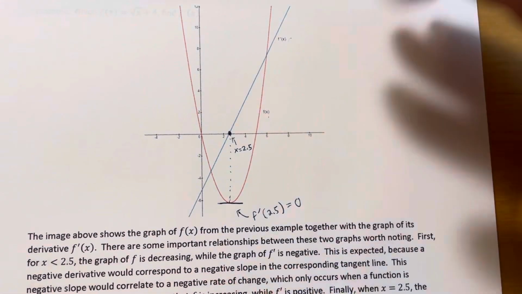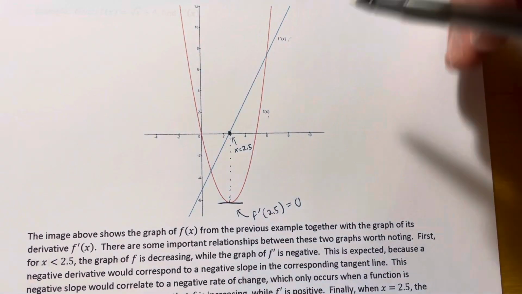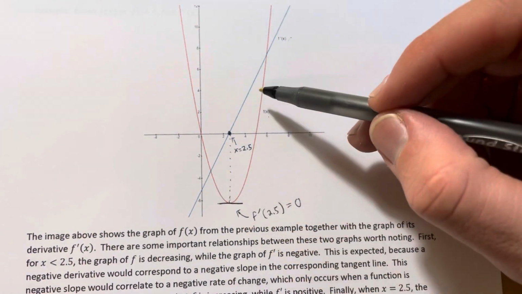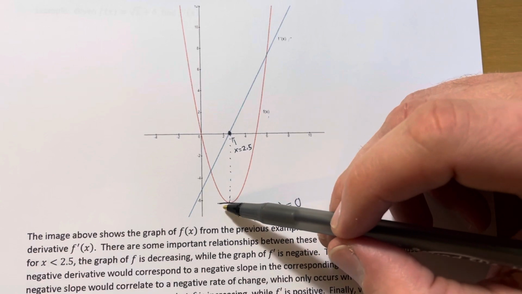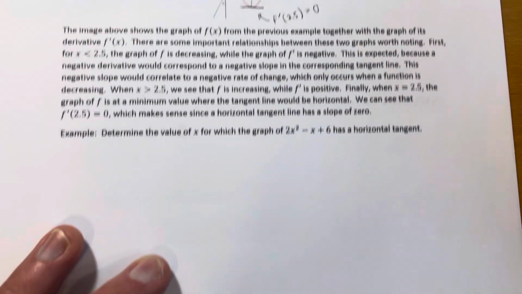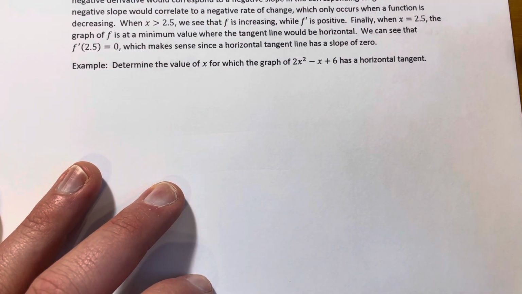So that's also really, really important to notice. Anywhere where the derivative of our function is equal to 0, our graph is going to have this horizontal tangent line. Okay? So that's kind of what's being described right here. Let's do an example where we have to use that information.